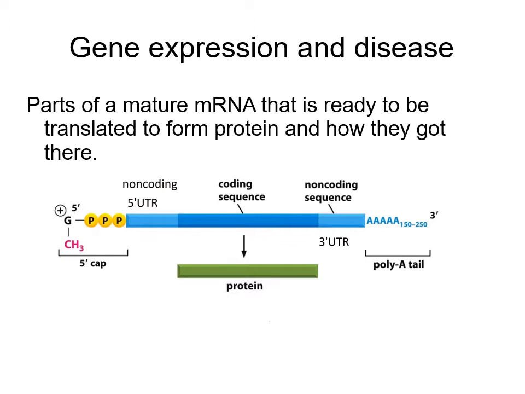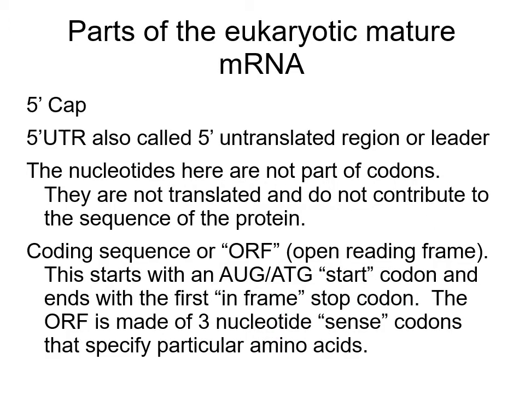So I'm starting at the end, really, which is a mature mRNA, which is ready to be translated to form protein. Producing this mRNA involves a lot of steps, including transcription and then for the protein, translation. And all those processes need to go correctly in order for the mature mRNA to function properly. The parts of the mature mRNA from the beginning are the 5' cap, and I'll say a little bit more about that in a bit.